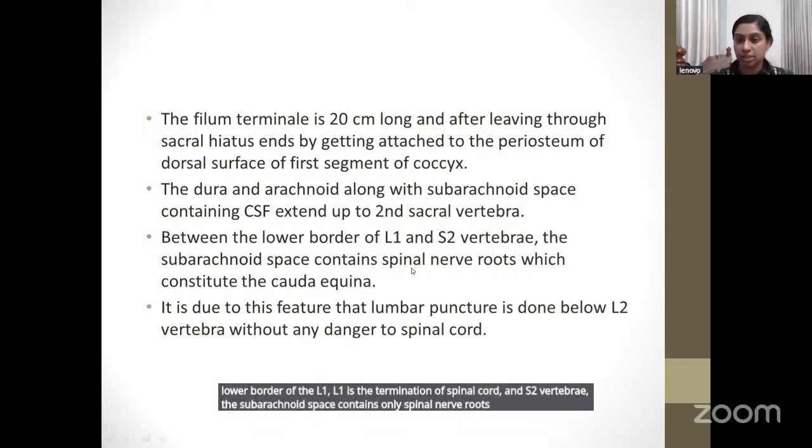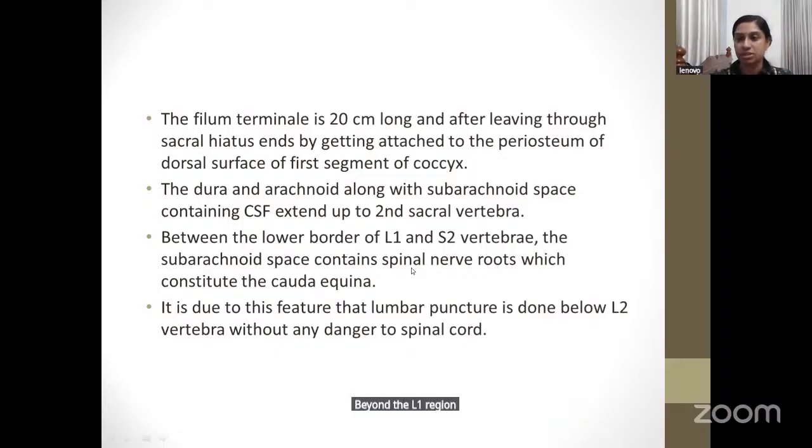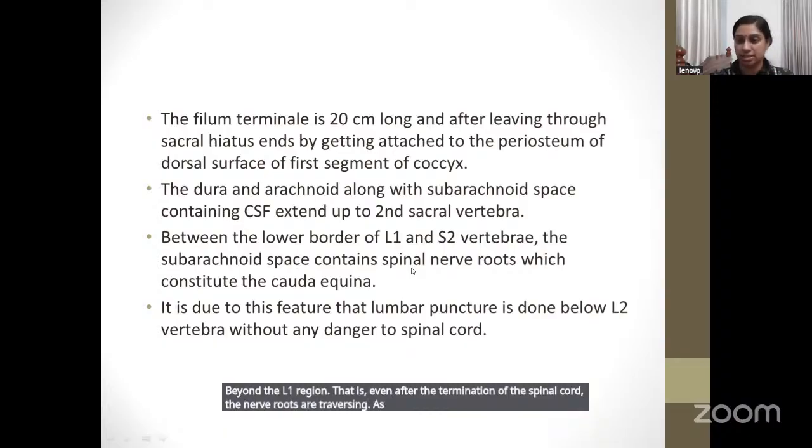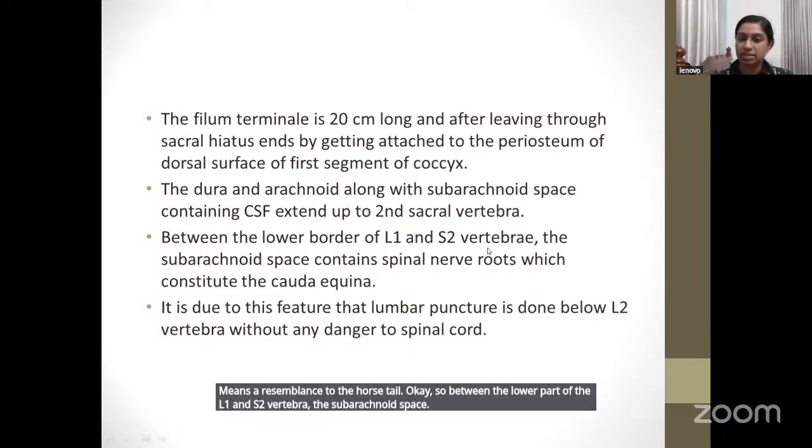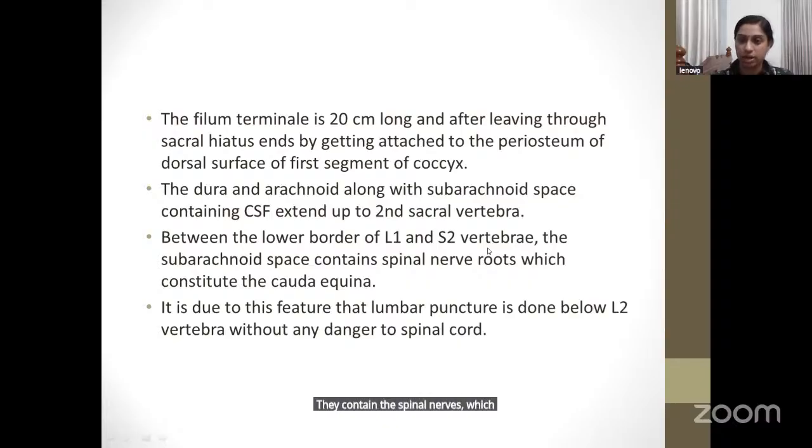Okay, there are 31 pairs of spinal nerves. In order to accommodate that, these nerve roots are passing beyond the L1 region. That is, even after the termination of the spinal cord, these nerve roots are traversing as vertical structures. They are together known as the cauda equina, due to its resemblance to a horse's tail. So between the lower border of L1 and S2 vertebra, the subarachnoid space contains the spinal nerve roots which constitute the cauda equina.